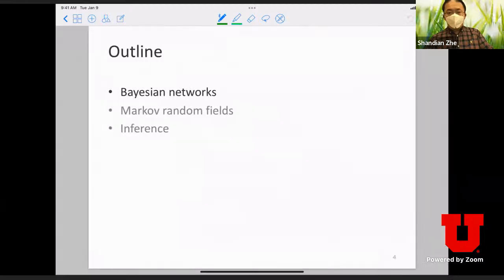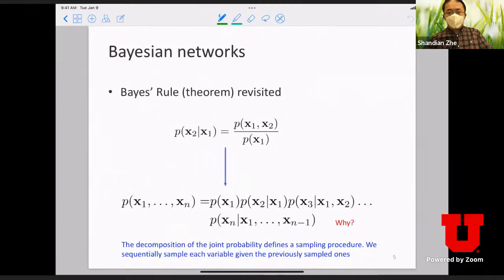Okay, so now let us first introduce Bayesian networks. To motivate Bayesian networks, let us revisit Bayes' theorem. We know that Bayes' theorem tells us how to compute the posterior distribution or conditional distribution. So if we want to compute the distribution of x2 given x1, we just divide the joint distribution of x1 and x2 by the marginal distribution of x1. If you multiply the denominator to the left-hand side, you get that the joint distribution of x1 and x2 can be decomposed as the product of the marginal distribution of x1 times the conditional distribution of x2 given x1.